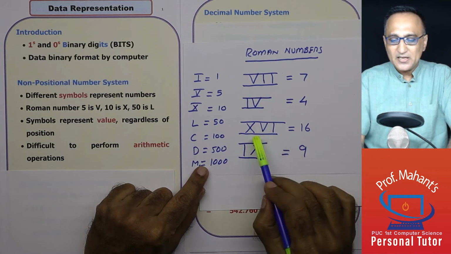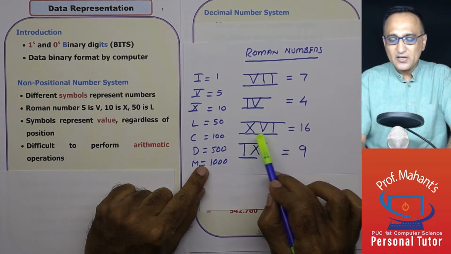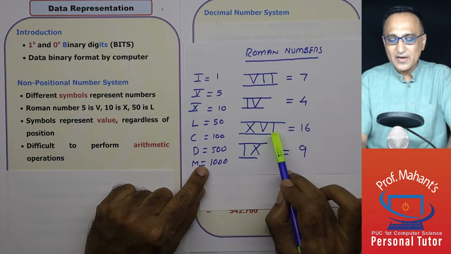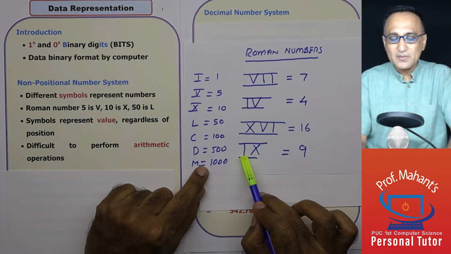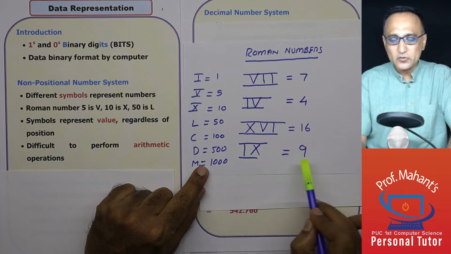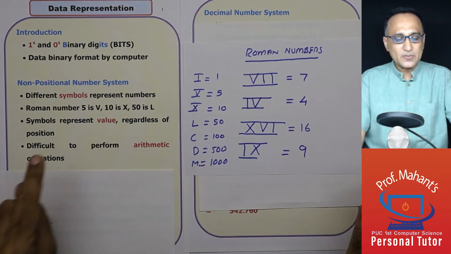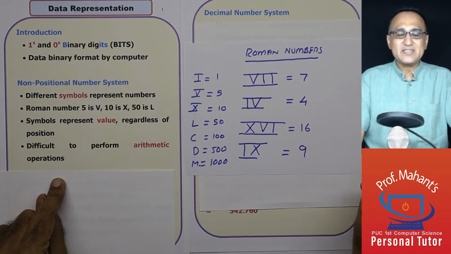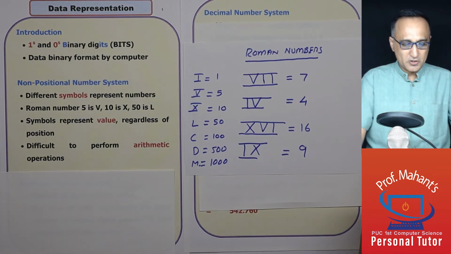Same here. Here you have 10, 5 and 1. Since the digits on the right side are smaller than the bigger number, you have 10 plus 5 plus 1, which is 16. Now you have a big number and a smaller number on the left side, so you subtract 1, and it becomes 9. So symbols represent the value irrespective of the position. The problem with this Roman number system is that it is extremely cumbersome or difficult to perform arithmetic operations.